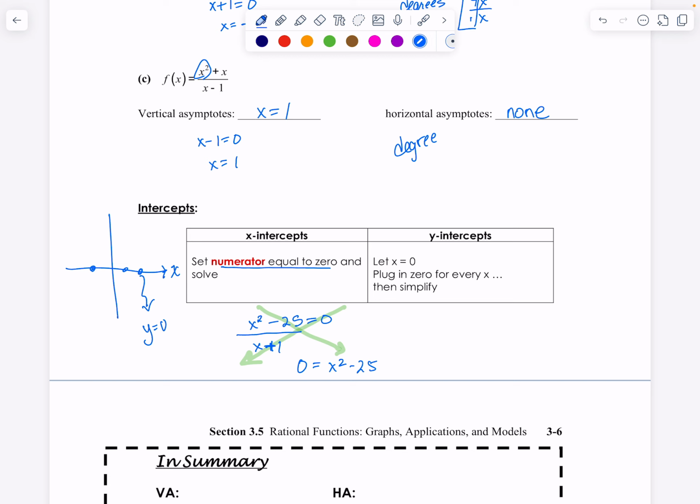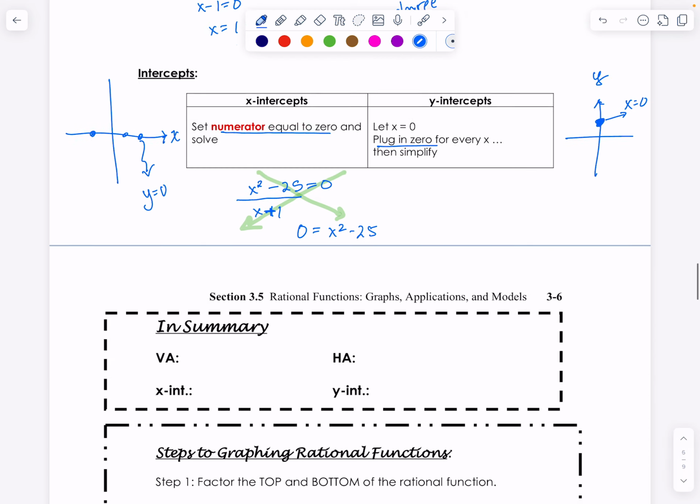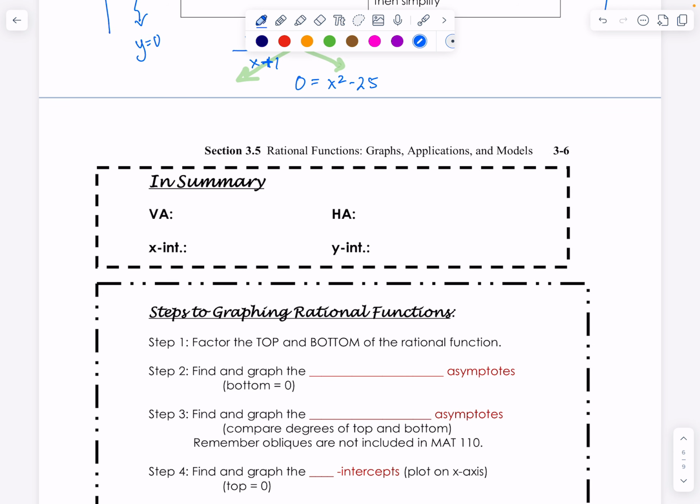So for y-intercepts, if you have it cross on the y-axis, notice that my x is always going to be 0, so we just plug in 0 for x. Okay, so here's our little summary. To get the vertical asymptotes, you're going to set the bottom equal to 0 and solve it. To get the horizontal, you're going to look at the degrees of each one. To do the x-intercept, you're going to set the top equal to 0. And to do the y-intercept, you're just going to plug in 0 for x.